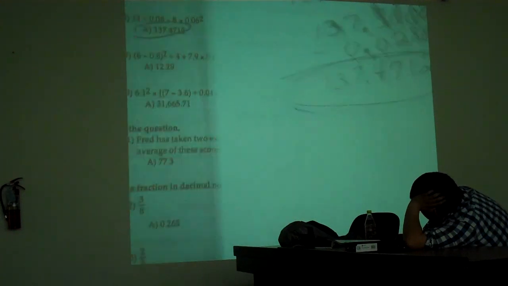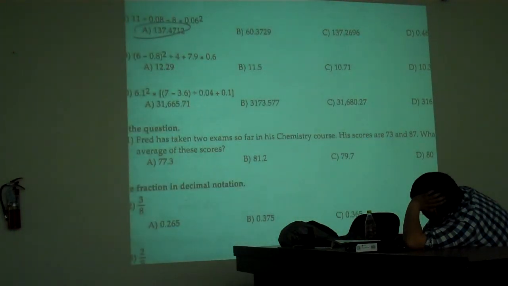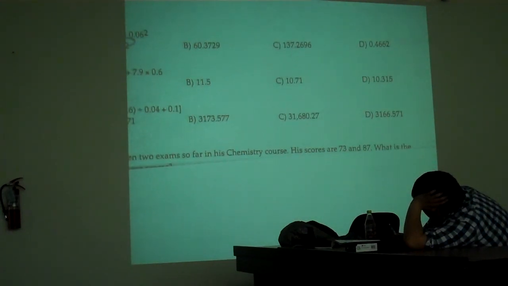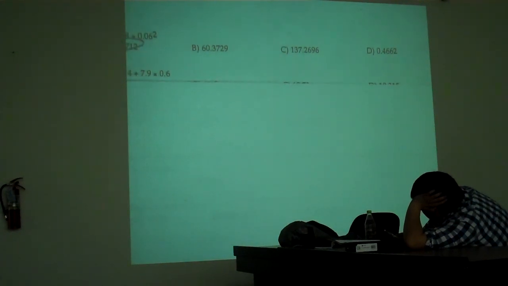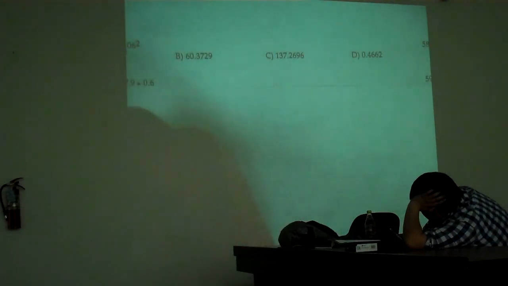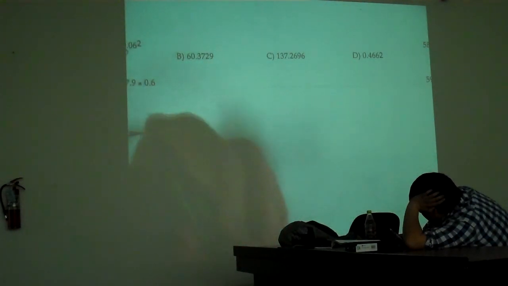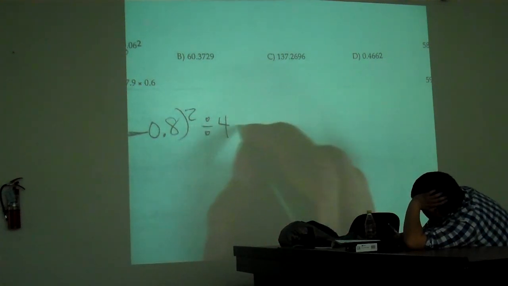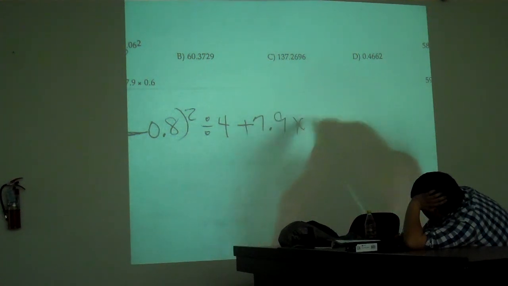Now, the next one. Let's get a clean sheet of paper. Do you want to do all the order of operations together, or do y'all want to try them on your own? Y'all can do those on your own if you'd like. Just one more together, and then you could try the rest on your own? Okay, let's do this one. 6 minus 0.8 squared divided by 4 plus 7.9 times 0.6.